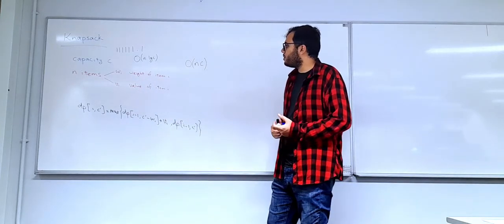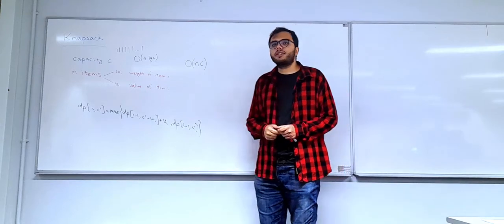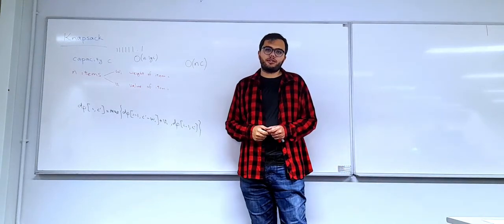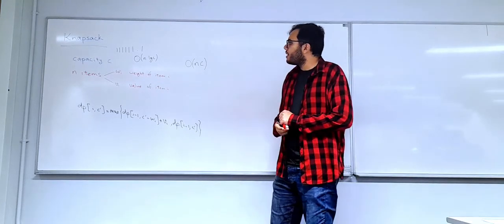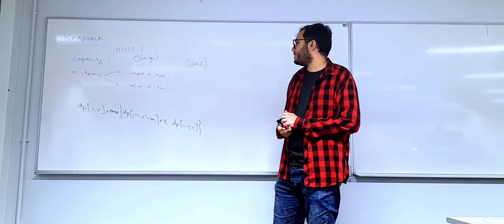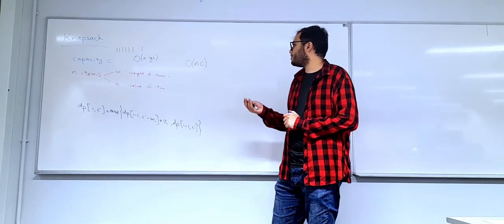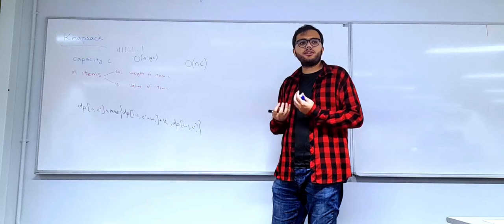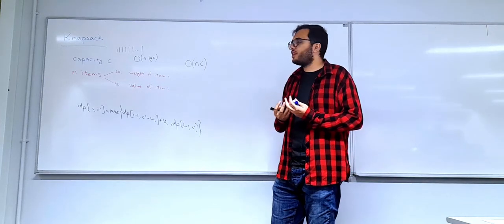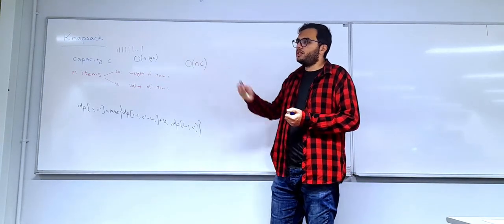And actually, if we don't assume that, if we assume that our input is given in binary, then the problem is NP-hard. So for these kinds of cases, we say that this problem is NP-hard, but it's not strongly NP-hard. A problem is strongly NP-hard if it's NP-hard even when you give the input in unary.